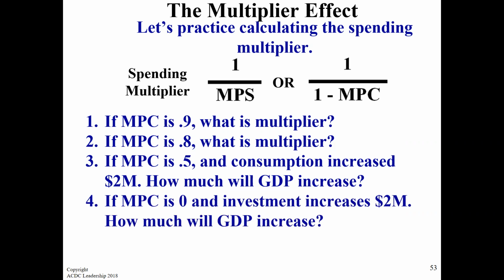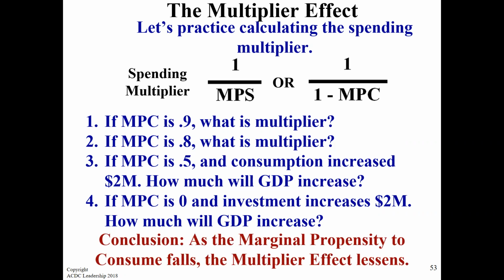Simon, if the MPC is 0, what is the money multiplier going to be? 1. Simon, if the money multiplier is 1 and investment increases by 2 million, how much will GDP increase? 2 million, 1 times 2. Any questions so far?